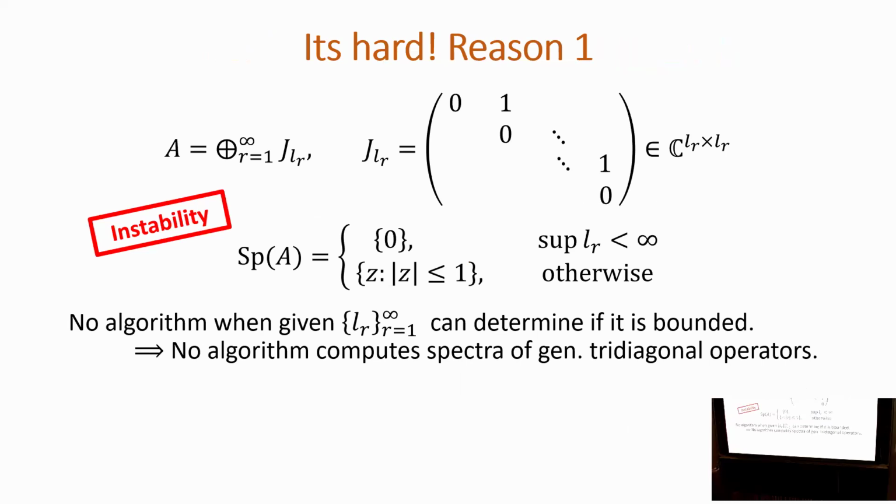This is just an example of what can actually go wrong. We get some kind of numerical instability. The spectrum will depend on the block sizes, and obviously we can't see the block size. If we were just sampling finitely many matrix elements, we can't determine whether the sequence is bounded, and we get this dichotomy based on whether it is or not.